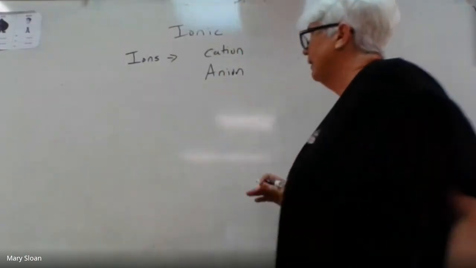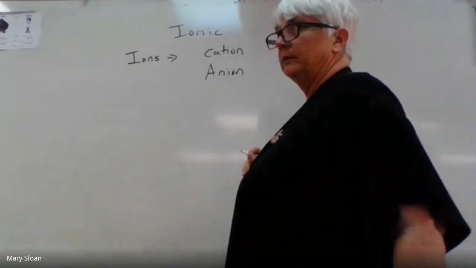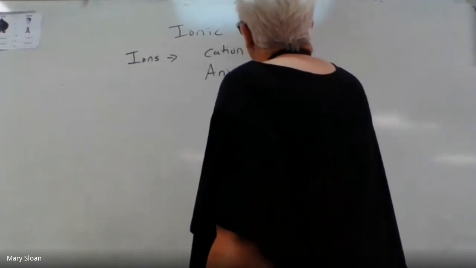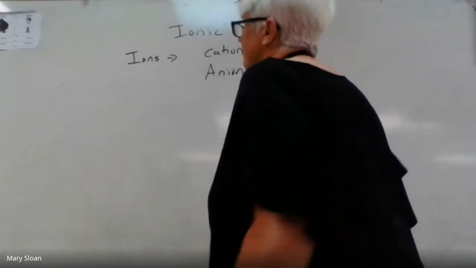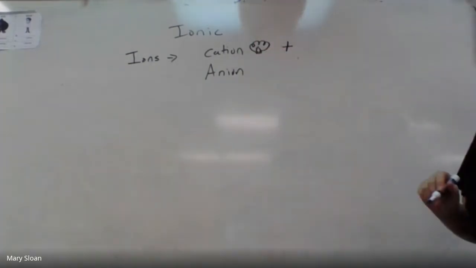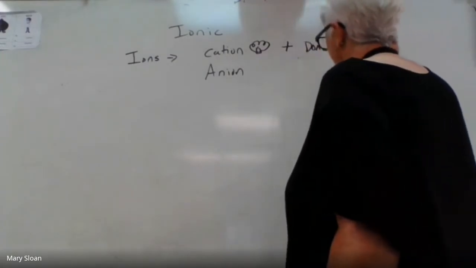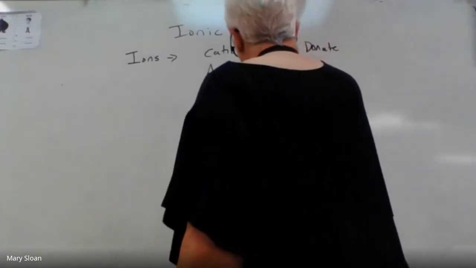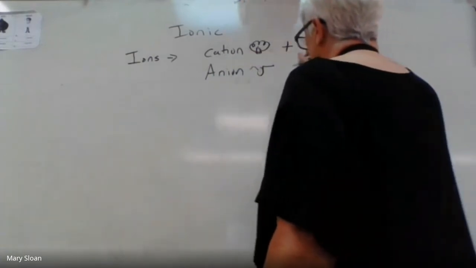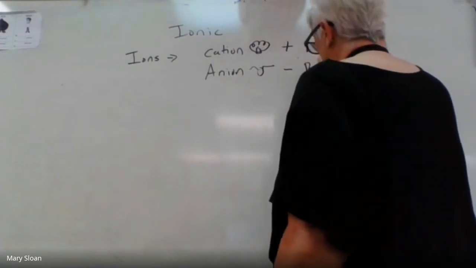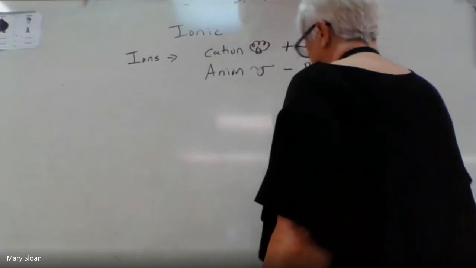So a cation, what do we draw for a cation? A cat paw. There you go. Because it is positive. Does it donate or receive? Donate. And then for the anion, you draw little antennas on the little ends. And it is a negative and it receives. All right.